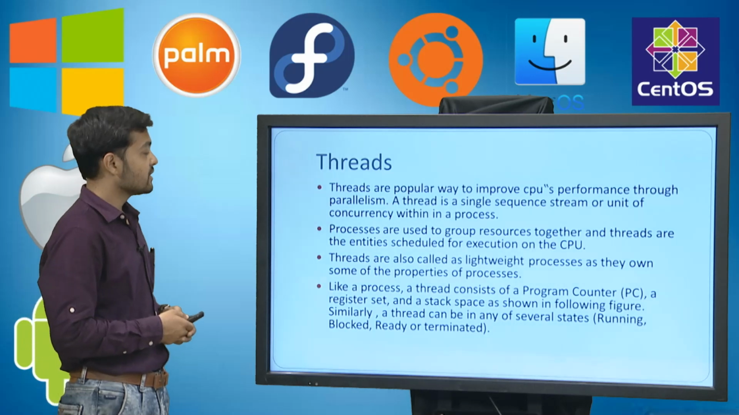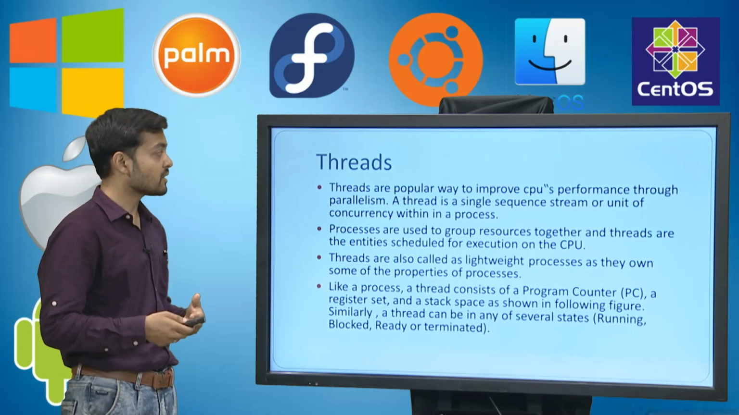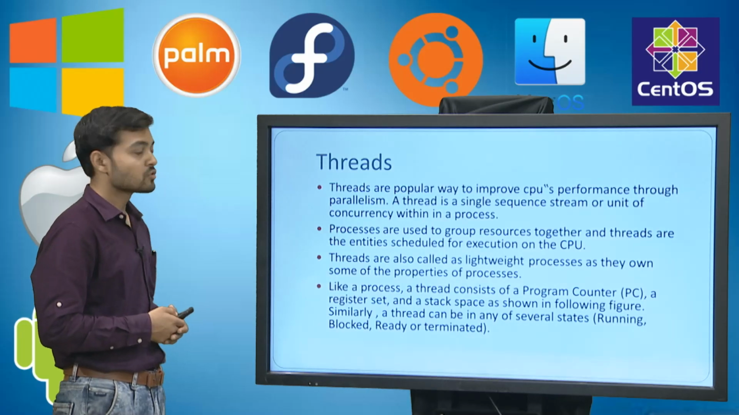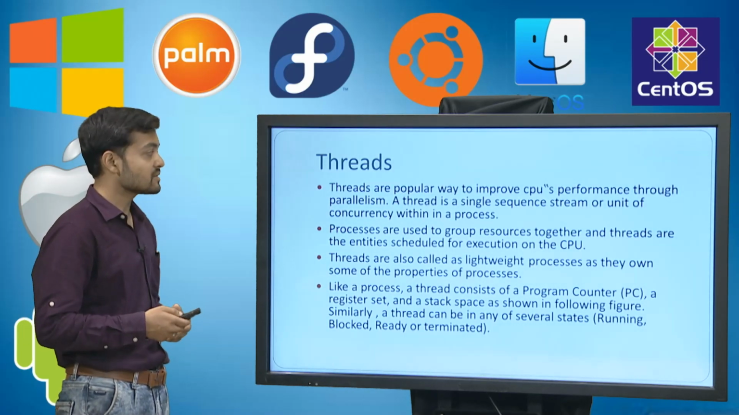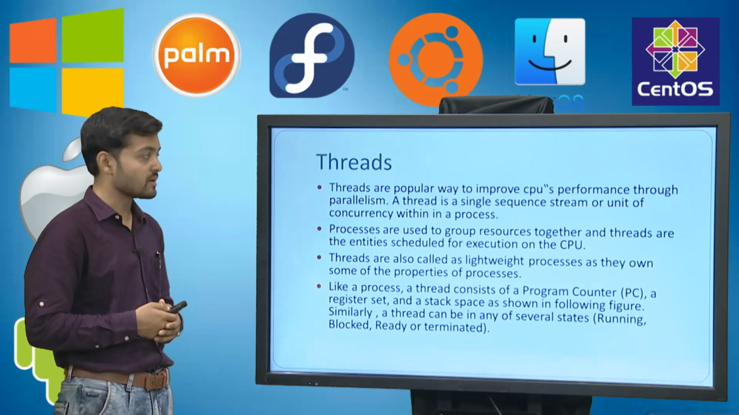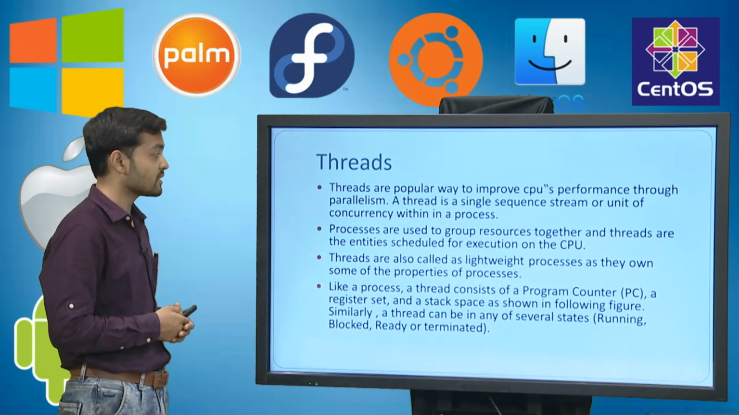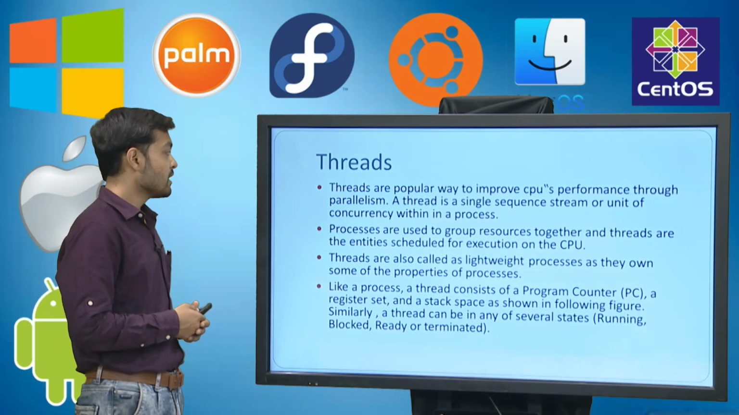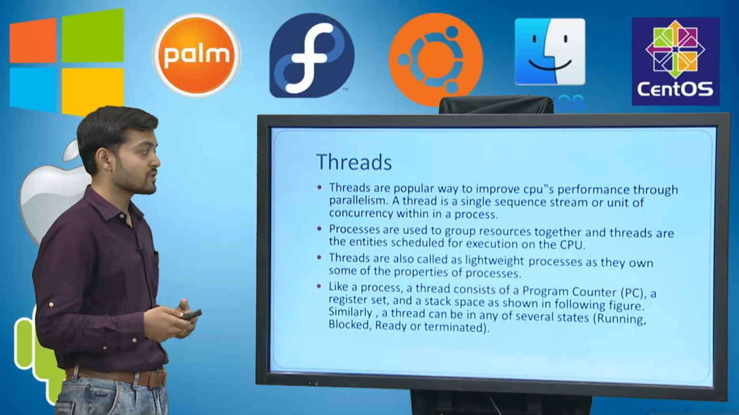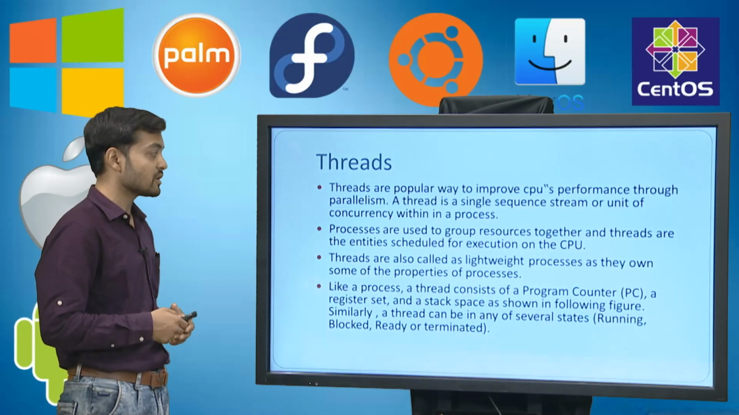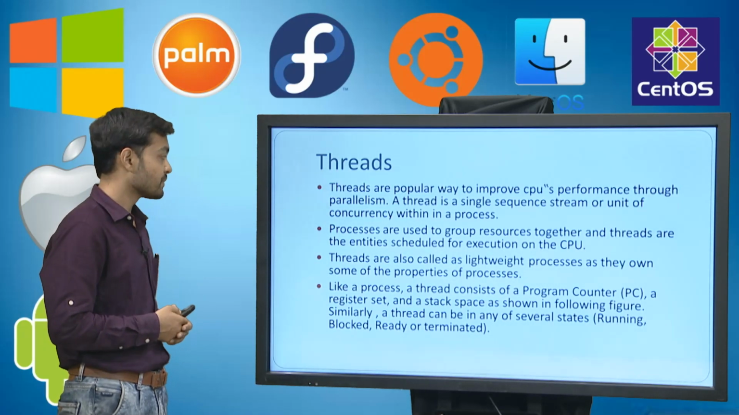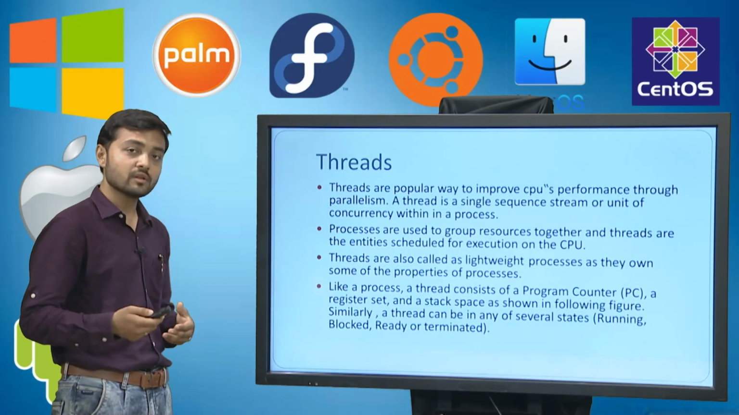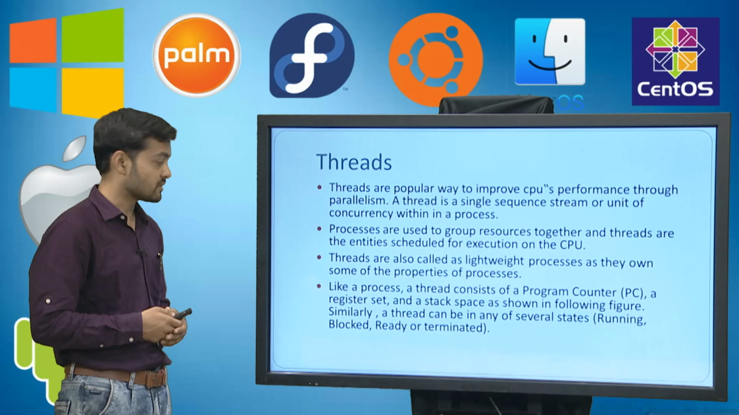Next is thread. Threads are a very popular way to improve the CPU's performance through parallelism. A thread is a single sequence stream or unit of concurrency within a process. A lightweight process is nothing but a thread. Processes are used to group resources together, and threads are the entities scheduled for execution on the CPU. Threads are also called, as I said, lightweight processes, as they own some of the properties of processes.